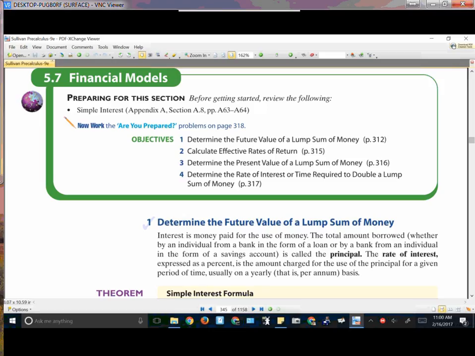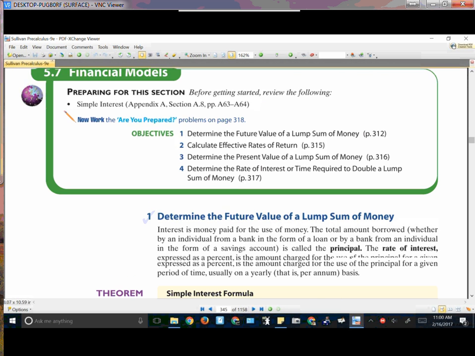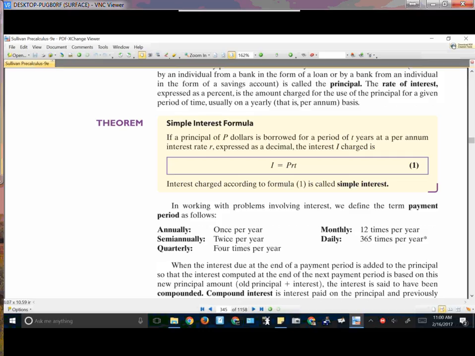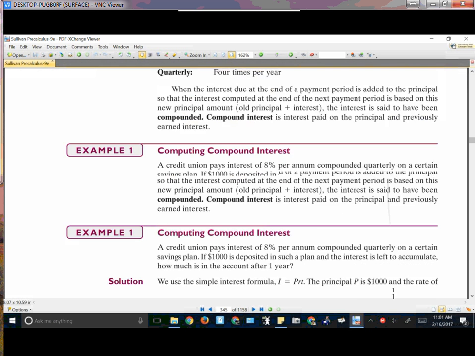Financial models. Now, we have talked about this last year. We looked at these sort of things. So, again, the formulas here you are going to live and die by. You know how to calculate simple interest. I is equal to PRT: principal, rate, and time. Again, because these are just equations, you identify each piece, you plug it in, solve. It's not all that challenging.